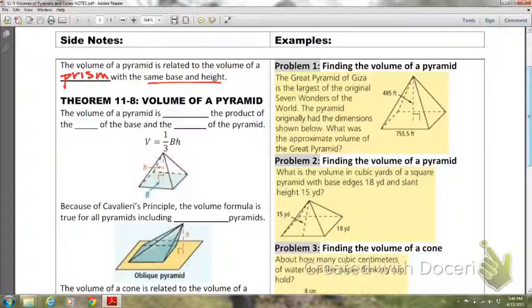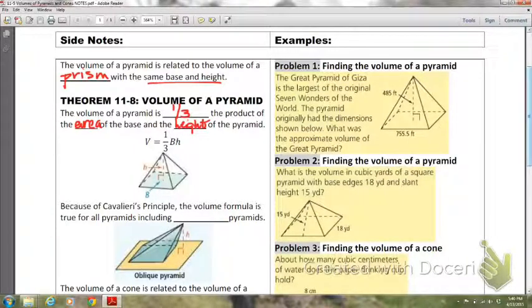So we knew that the volume of a prism is going to be the area of the base times its height. Well, the volume of a pyramid is going to be 1/3 of the product of the area of its base and height of the pyramid.